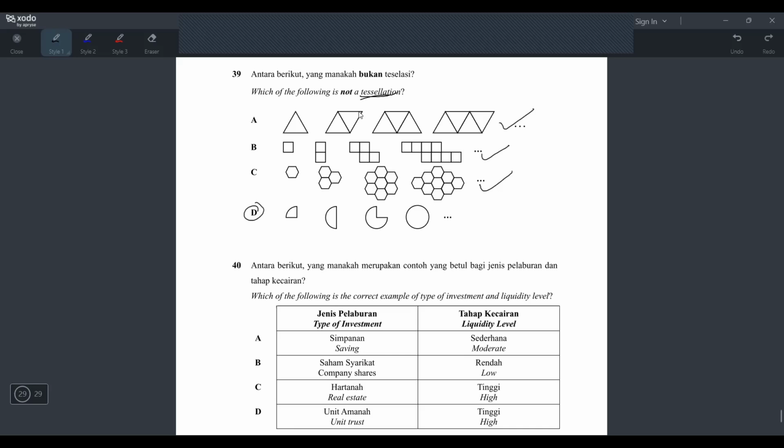So I think tessellation has to be a pattern of recurring shape, okay, with no empty space and no overlapping, but it also cannot be curved, I think. Yeah. But when I look at the textbook definition, they just said it's a pattern of recurring shape, right? So I think the answer is D. Yeah, I think the answer is D, and the reason is because it's curved.